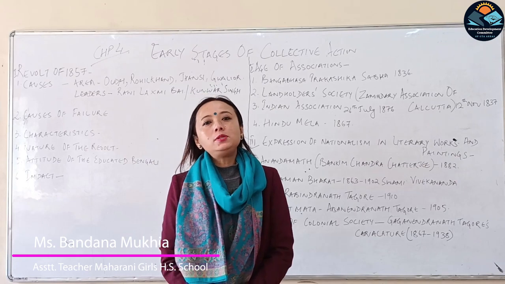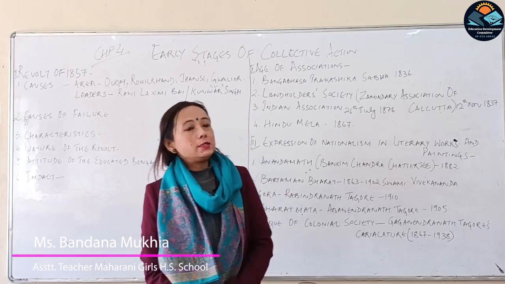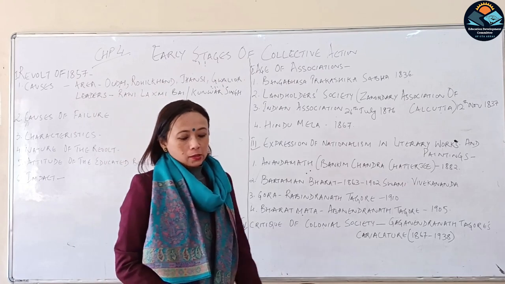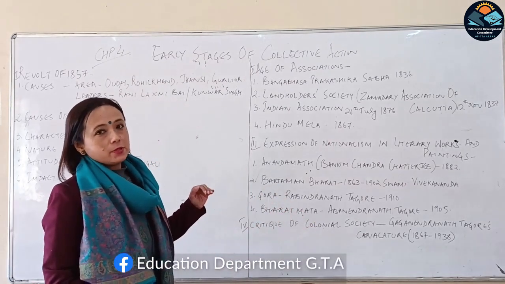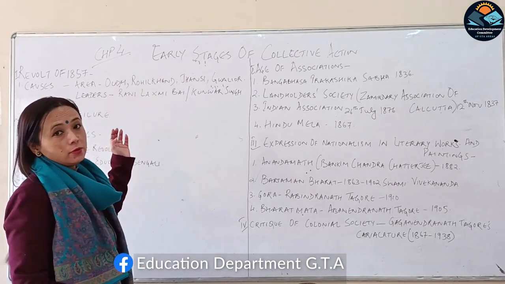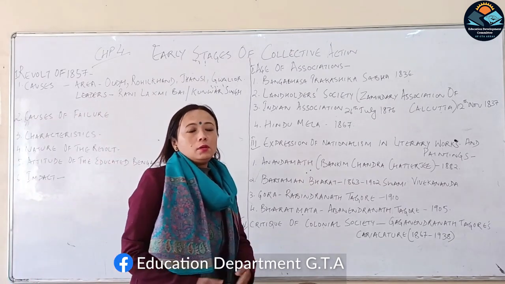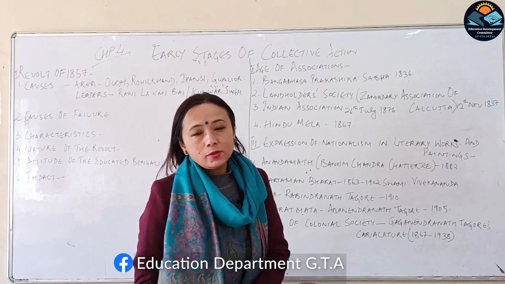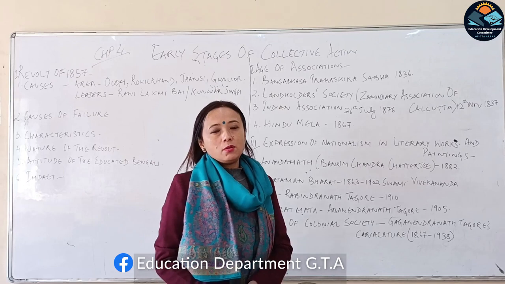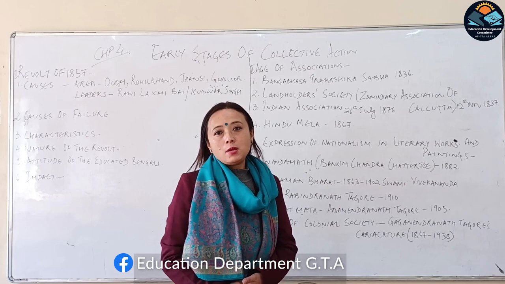Now today I will quickly go over chapter 4, that is early stages of collective action. In the first part of the chapter we shall study about the revolt of 1857. By this time, you all must have been acquainted with this topic. This topic is very familiar to you all. This will be a revision for you all.